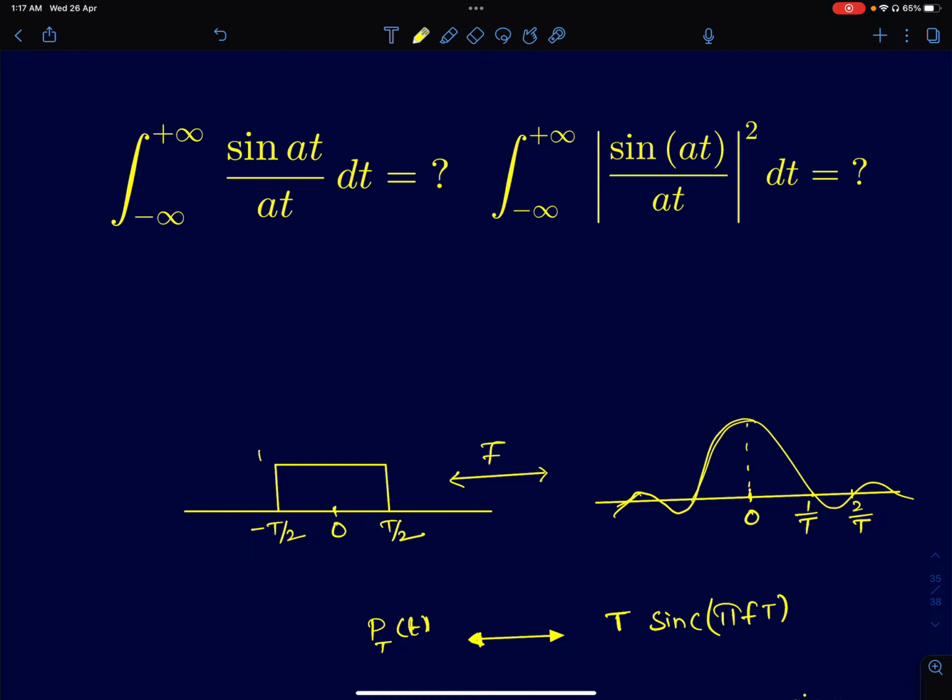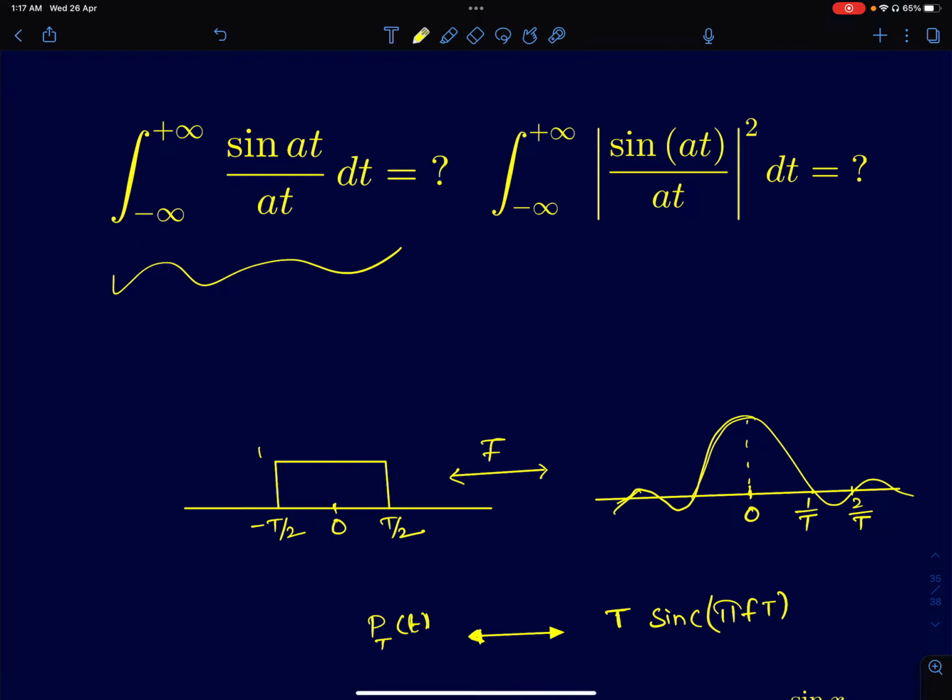So here the problem is you're supposed to find out the integrals of two functions shown here. These are definite integrals: the integral from minus infinity to infinity of sinc(at) dt. What is the value of that integral? And the second integral that you are supposed to find out is the squared value of the same function: the integral of the magnitude of sinc(at) squared dt. What will be the value of this integral?